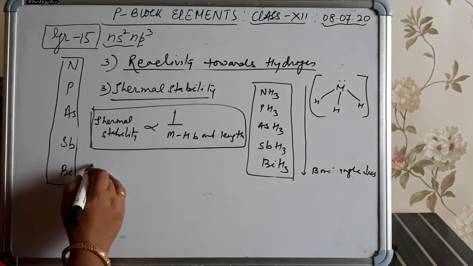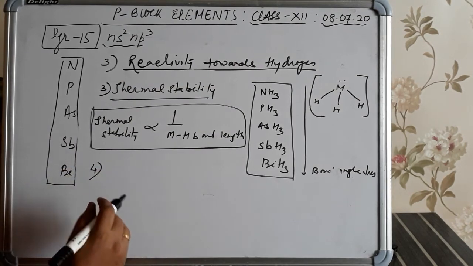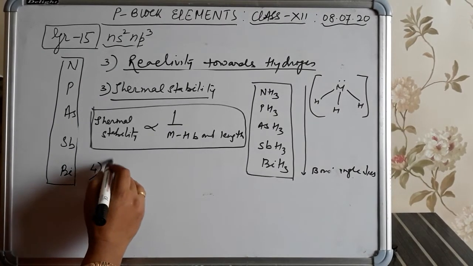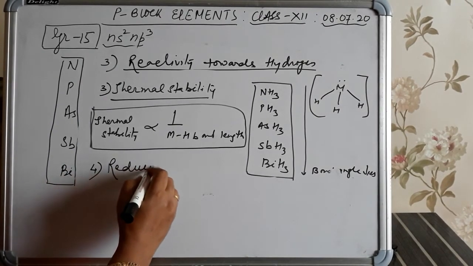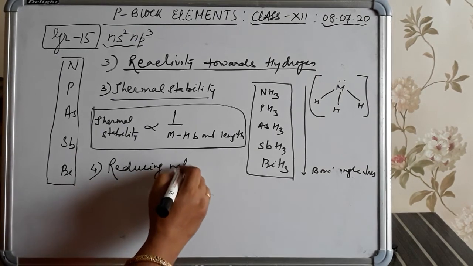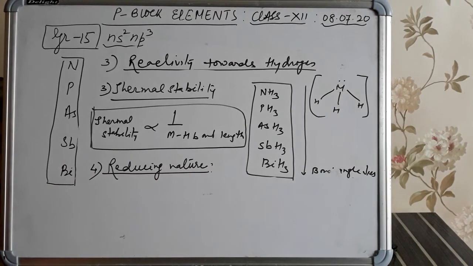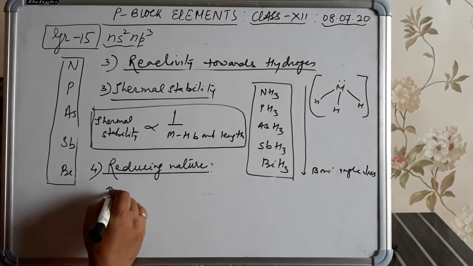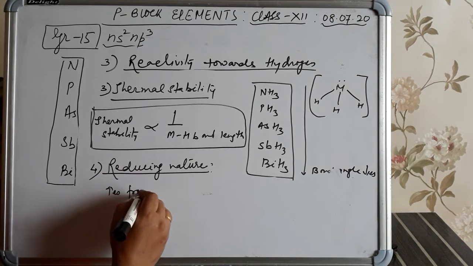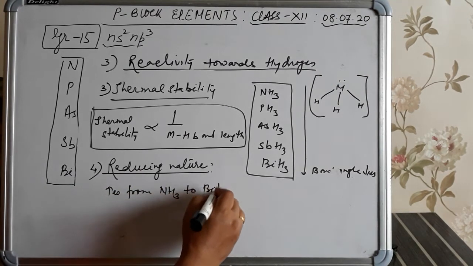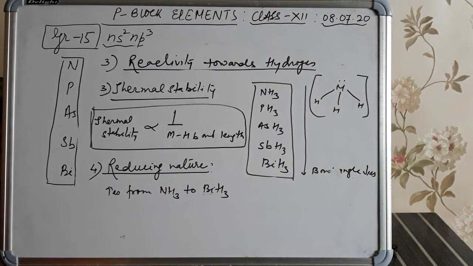Next, reducing nature. The reducing nature of hydrides increases from NH3 to BiH3, that is, bismuth hydride. The reducing nature is related to thermal stability.